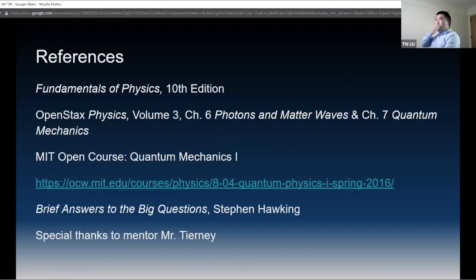And this is my reference. There are two books that I read, and there's an MIT open course I attended online. Actually, thanks to this book, Brief Answers to Big Questions by Stephen Hawking. This book was the award given to me by the Trinity-Pawling School during last year's Stepping Up. This book was the award given to me as the junior class honor student.